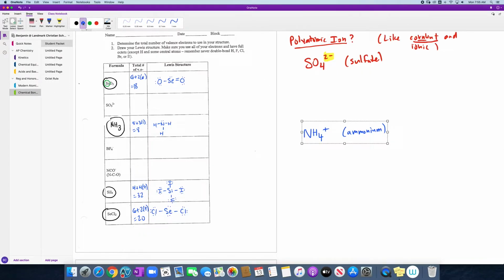So for sulfate, we've got 6 plus 4 times 6. That's the sulfur atom, these 6 here, and then 4 times 6 for the oxygens. So 6, 12, 18, 24, 30 is like 5 times 6. We've got 30 valence electrons.